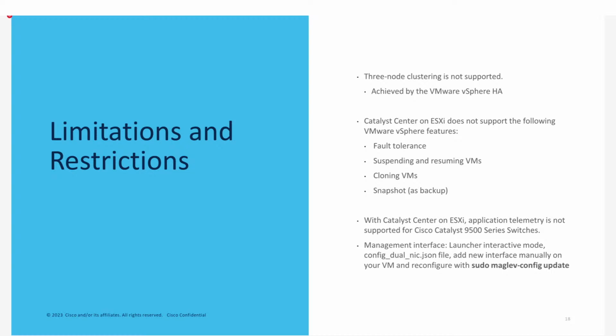And let's look at limitations and restrictions. There is no 3-node clustering. As I mentioned earlier, you can only have one ESXi appliance, and we rely on the vSphere high availability features for that. It will not support some of the vSphere options, such as fault tolerance, suspending and resuming the VMs, or cloning the VMs itself. If you need a second instance of Catalyst Center, you will need to do that right from scratch.